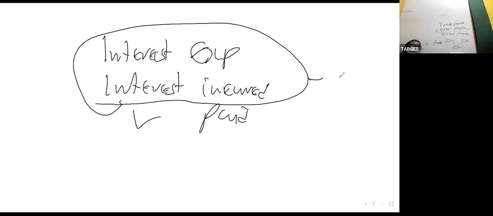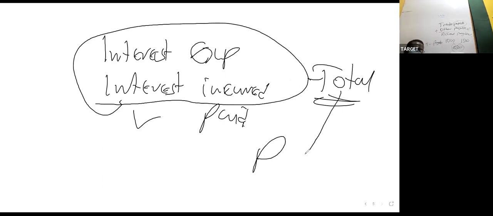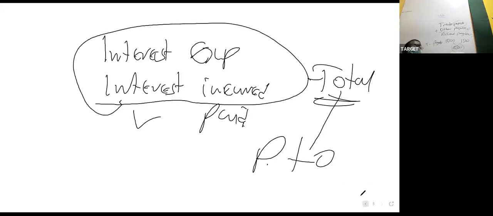This is what you're supposed to pay. Total amount you're supposed to pay, total. And this is what is actually paid. So normally the total is equal to what you paid plus what you owe. Agreed. How we get it? So here we are interested in what you have paid.